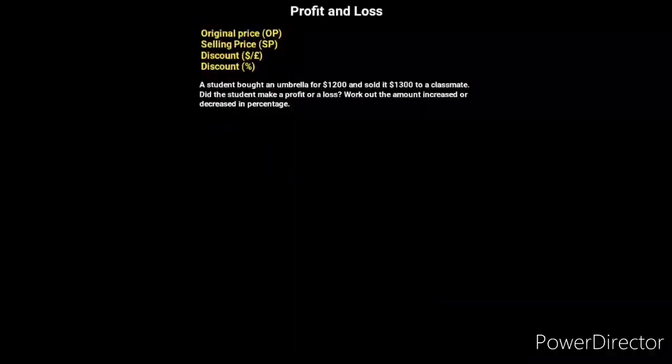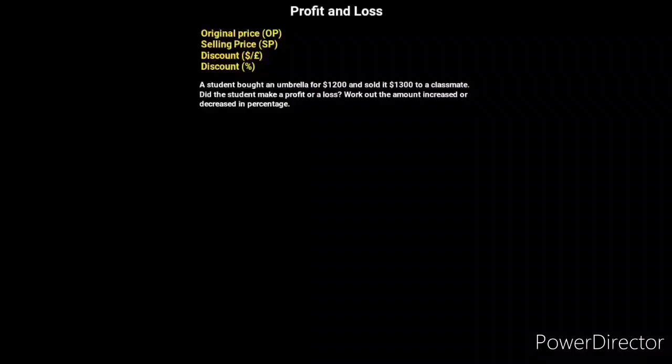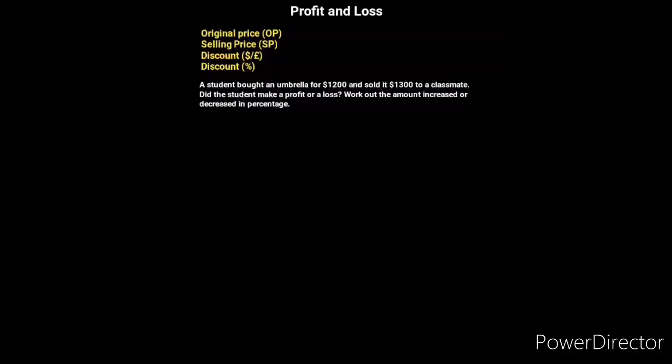We will now move on to profit and loss. We can have an original price OP, selling price SP, discount in dollars or pounds dependent on your currency, and discount percentage. If our original price is greater than our selling price, then we'll be making a loss. But if our selling price is greater than our original price, then we'll be making a profit.